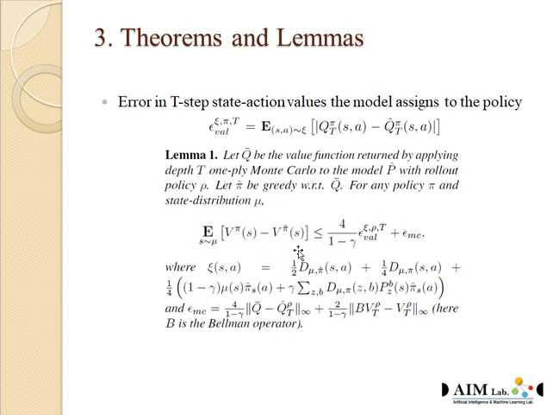So for any policy pi and state distribution, we can bound this value, which is important for getting some optimal policy, by this error and the Monte Carlo error. This is from the stochasticity of the Monte Carlo sampling, so we can omit it, and this one is important. So we can bound this error by this error.